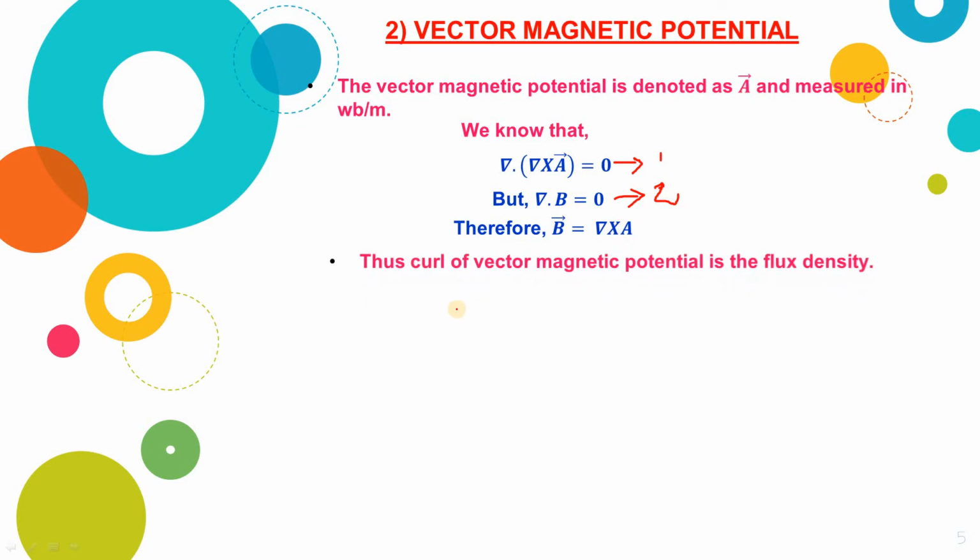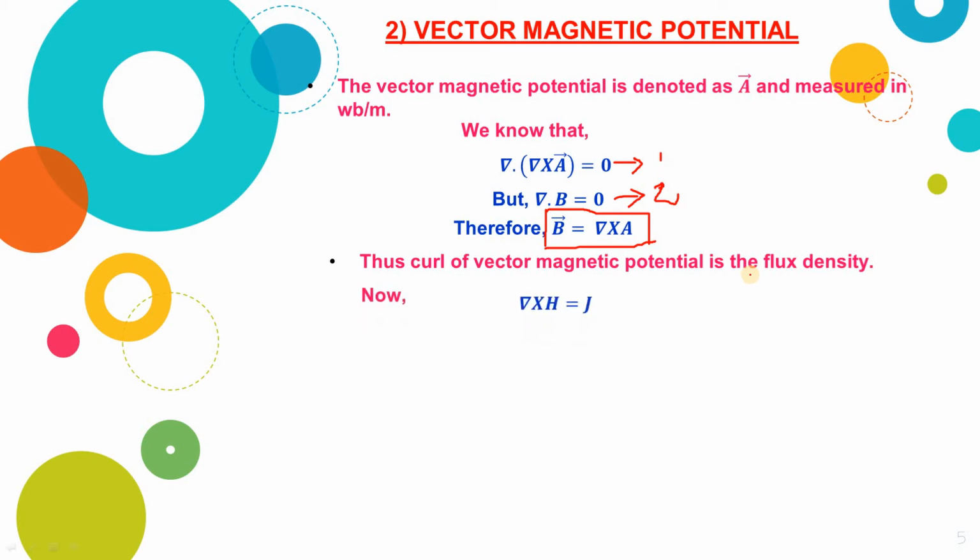So we can conclude that the curl of the vector magnetic potential is nothing but the flux density. That means B is equal to del cross A. This is very important, and based on this equation the problems will come. It is a very important relationship, so you all must remember it: del cross A is equal to B, where A is called the vector magnetic potential and B is called the flux density.